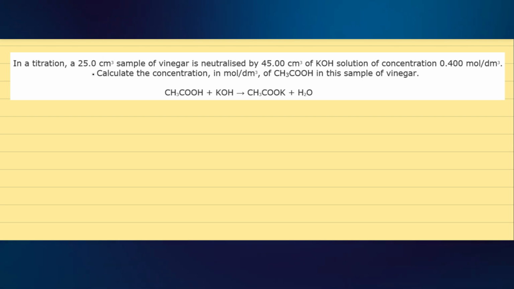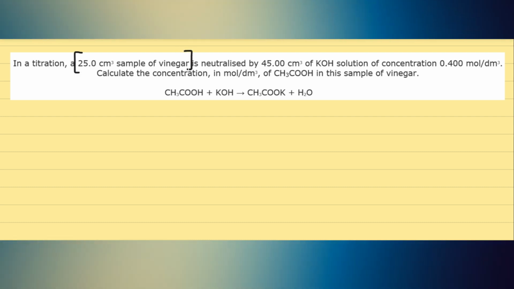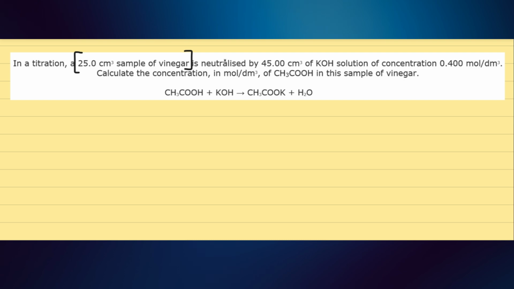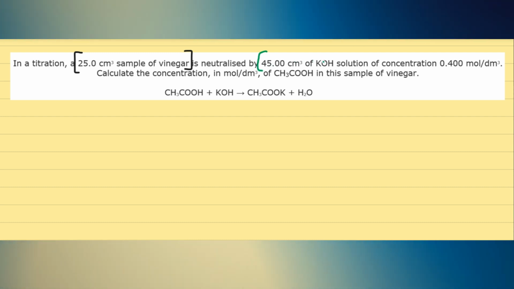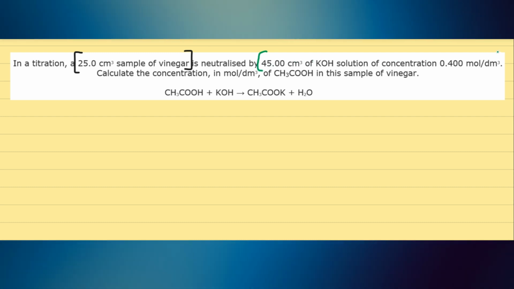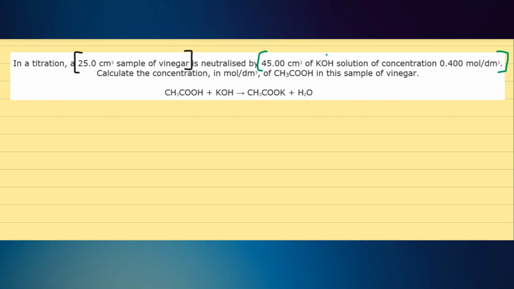We have a 25 centimeters cubed vinegar sample. That's our volume of vinegar. Let's separate that out: 25 centimeters cubed of vinegar being neutralized by 45 centimeters cubed of KOH solution of a concentration 0.4 moles per decimeters cubed. So we have two chemicals here, something to do with vinegar and something to do with KOH.